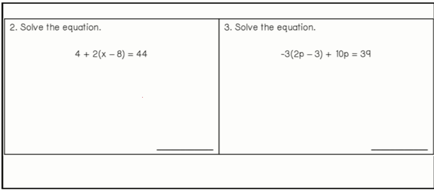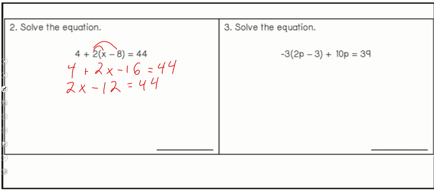All right, so we distribute first. So I got the 4, I got 2x, I got minus 16 equals 44. I combine my like terms. I got 4, I got minus 16. That makes a minus 12. So I got 2x minus 12 equals 44.